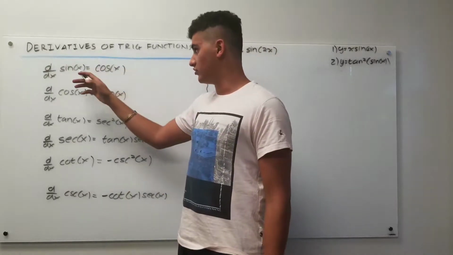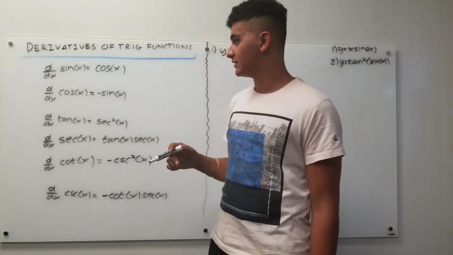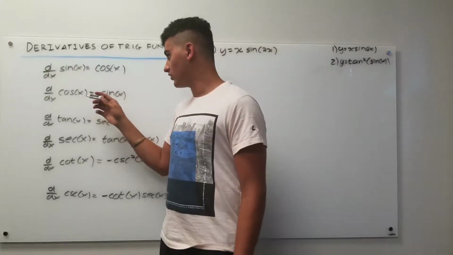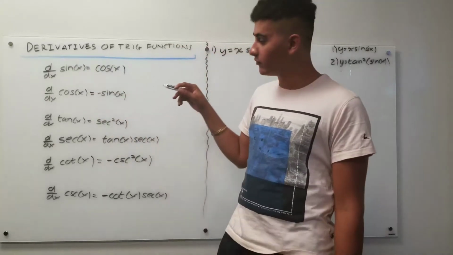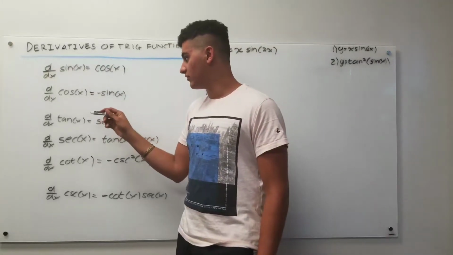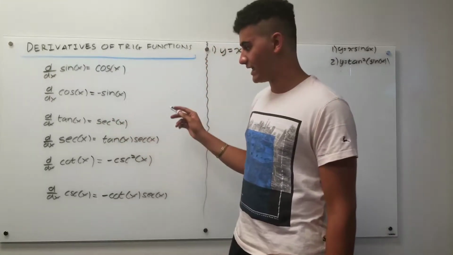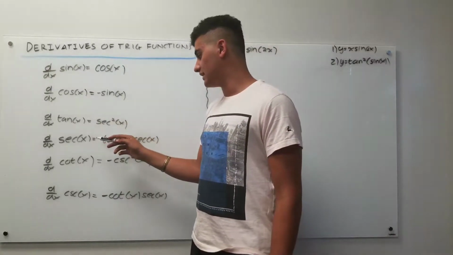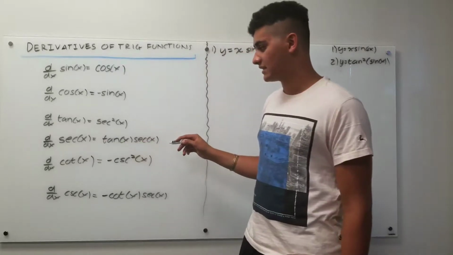First one, the derivative of sine x is equal to cos x. The second one, the derivative of cos x is equal to negative sine x. The negative is very important there. The derivative of tan x is equal to secant squared x. The derivative of secant x is equal to tan x times secant x.